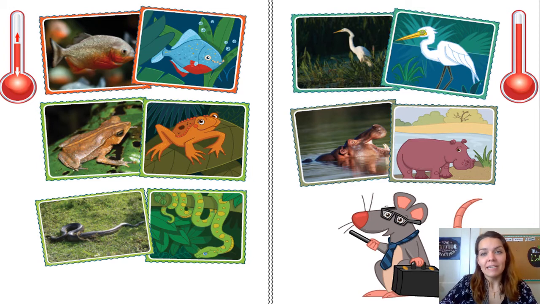Today, we're going to look at animals, some of whom are cold-blooded animals and some of whom are warm-blooded animals. By the sound of it, you would think that warm-blooded animals have warm blood and cold-blooded animals have cold blood, but this is not the case. The body temperature of a cold-blooded animal changes according to the surroundings or environment of that animal, whereas a warm-blooded animal maintains about the same temperature all of the time.